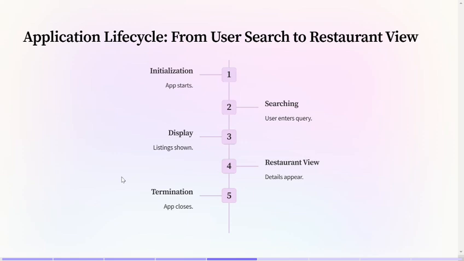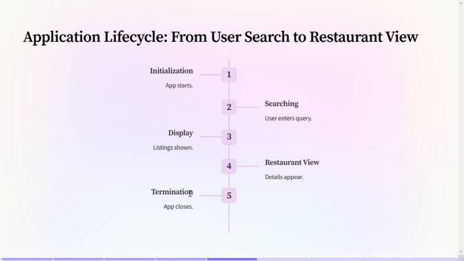Now, let's discuss the application lifecycle from search to restaurant view. Every application follows a lifecycle from initialization to termination. During the initialization phase, the app loads and necessary resources are prepared. In searching, the user enters queries like the best pizza place near me. The app fetches matching restaurants from the database and presents them. Restaurant view. When a user selects a restaurant, details like menu, reviews, and images appear. Termination. The app closes when the user exits.